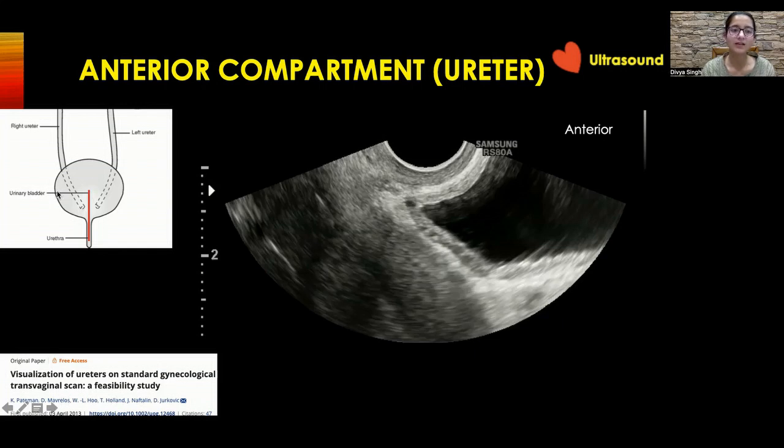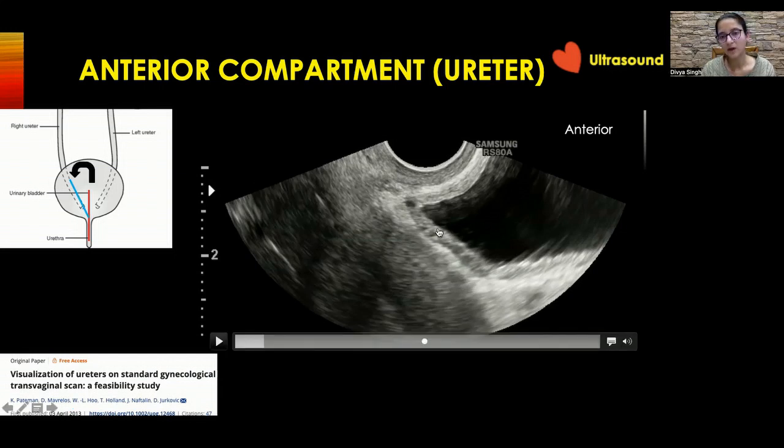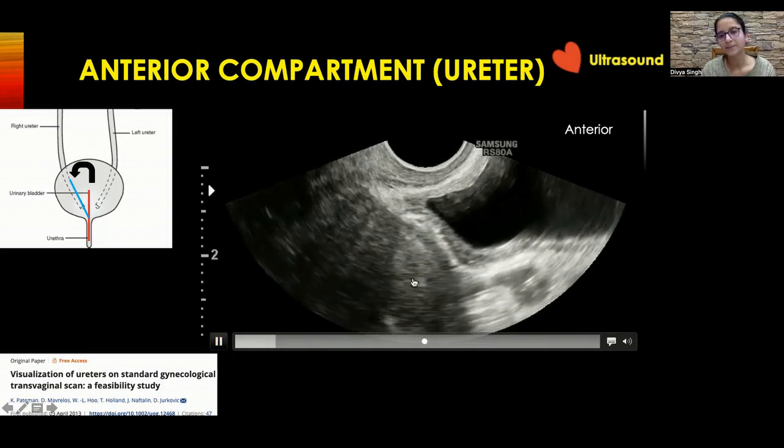So in order to see the ureter, I would have to rotate my transducer and angle it towards the patient's right and left in order to see the right and the left pelvic segments of the ureter. So I'll have to turn or rotate or angle my probe like this. As of now, I'm still in the mid-sagittal section, but now I'm going to start rotating and angling my probe towards one of the patient's sides.